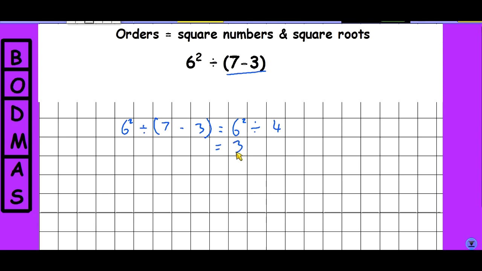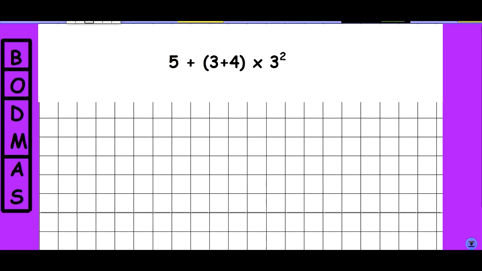So that is really 36 divided by 4. What is 36 divided by 4? Well, that's 9, and we finally got our answer. In this case, it took us 3 steps, because we had to solve the brackets first, then we had to solve the square number. But we eventually get to the final answer. Same method here, a little bit longer. Let's have a wee look at it.